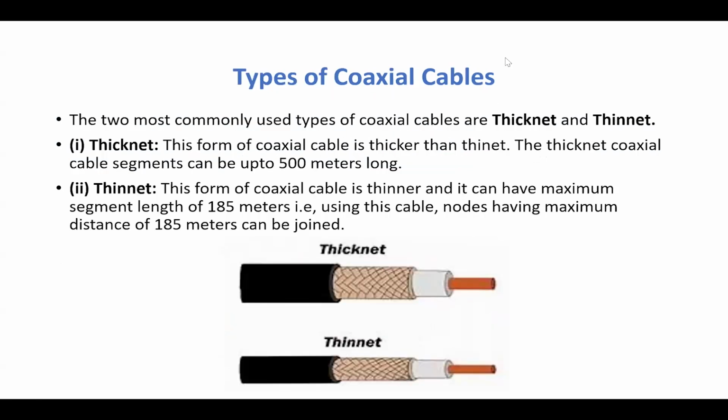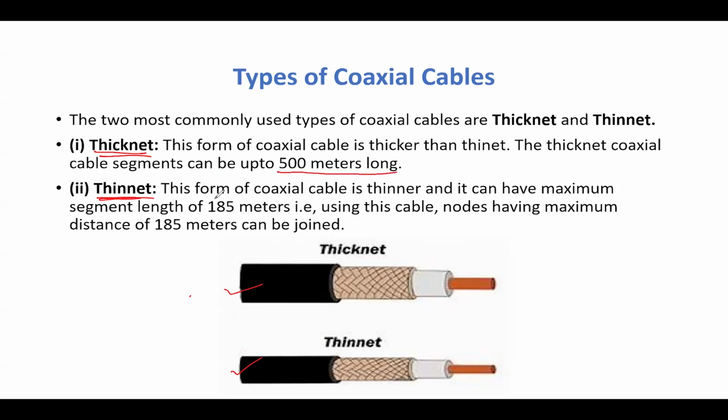So in coaxial cable also we have two types. One is called the thick net, another one is called the thin net. As you can see here, there is thick net and thin net. So what is thick net? This form of coaxial cable is thicker than the thin net. The thick net coaxial cable segments can be up to 500 meters long.